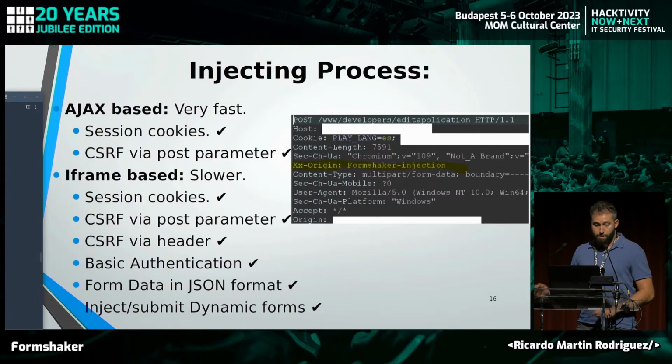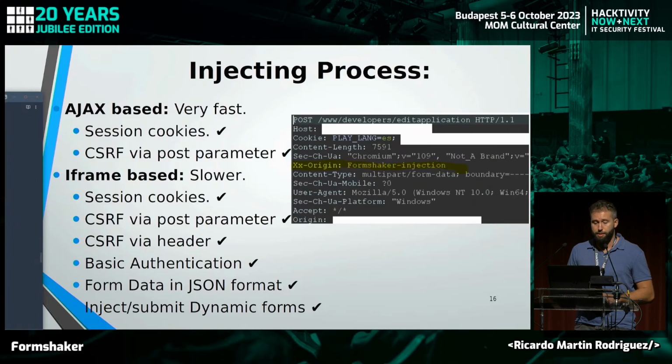Again, for injecting or submitting forms, you can use Ajax requests or iframes. When using Ajax requests, the process is going to be very fast. It's able to work with session cookies. It's able to send the CSRF token via post or get parameters. And again, on the right-hand side, you can see a screenshot from a network traffic capture, and that header denotes that the request originated through the Ajax mode while trying to submit a form.